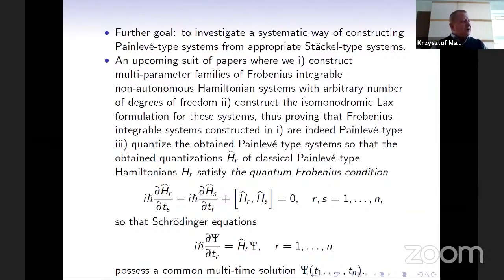So there is an upcoming suite of papers where we will put our research. As I explain, the theory that I am explaining today is just a smaller part of a larger research project. But I would need much more time to explain all these details. So we will focus only on that.